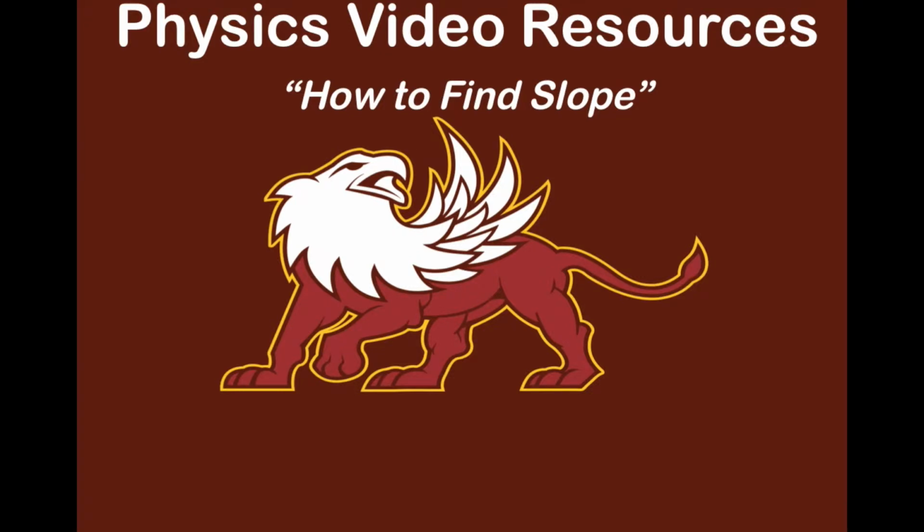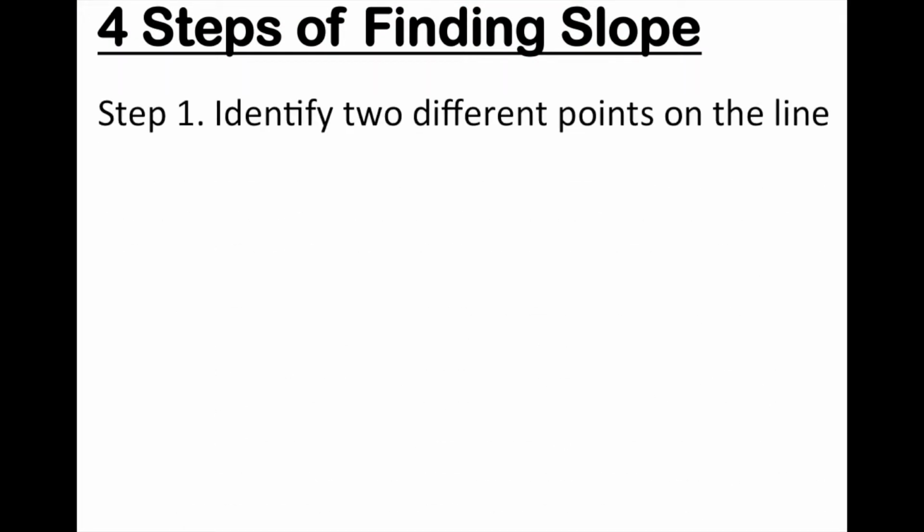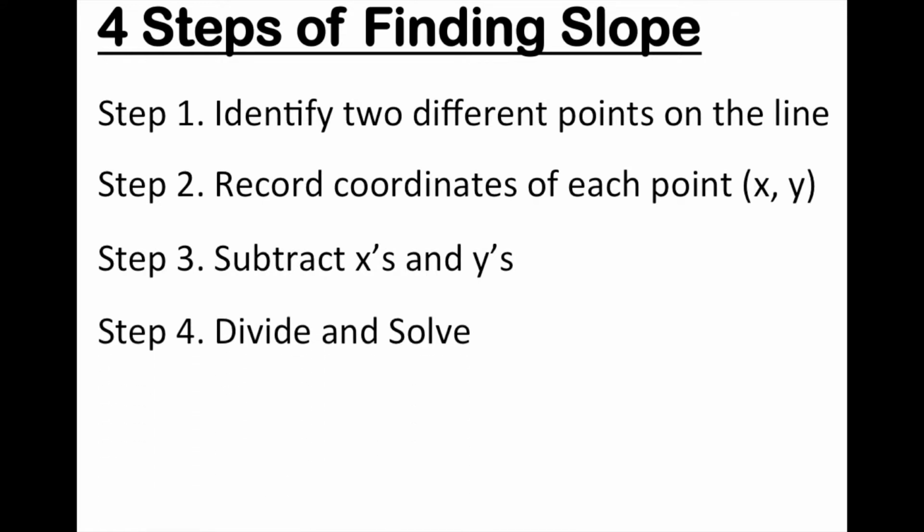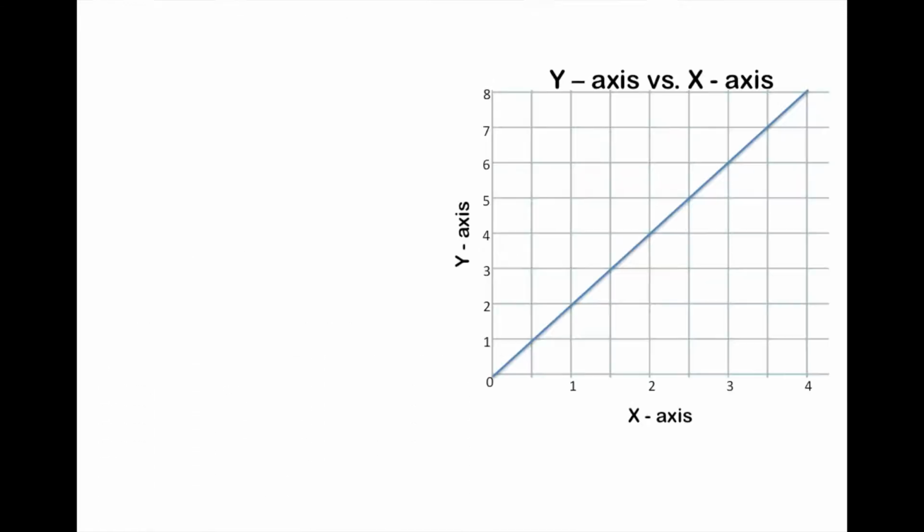Physics video resources, how to find slope. There are 4 steps of finding slope. The first step is to identify 2 different points on the line. Step 2 tells us to record the coordinates of each point. Step 3, we subtract the x's and the y's. And finally, step 4, we divide and solve.